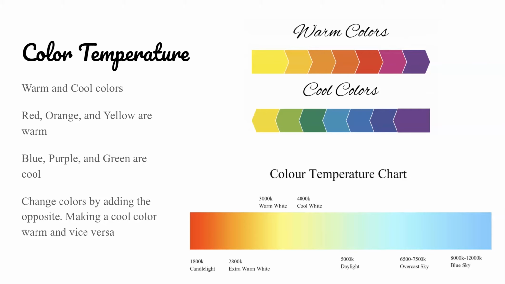You could also change a color from being a cool color to a warm color, or the other way around, just by adding to it. So if I wanted yellow to be a cool color, you could just add a little bit more green or blue to it, and vice versa.